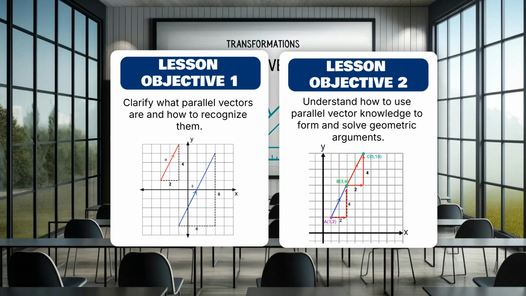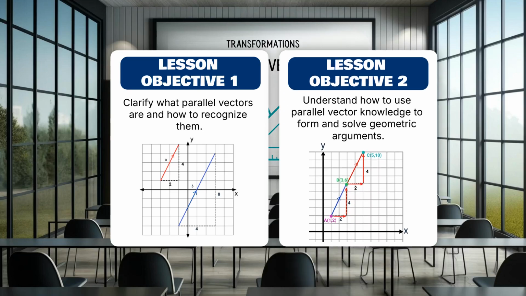We also discussed the geometric implications of parallel vectors, noting that they can be used to show that two lines or segments are parallel in a geometric figure. This is often useful when dealing with shapes like parallelograms and trapezoids, where parallel sides are a defining characteristic.